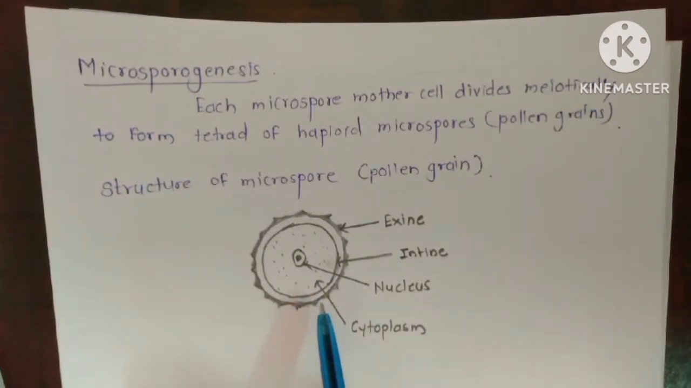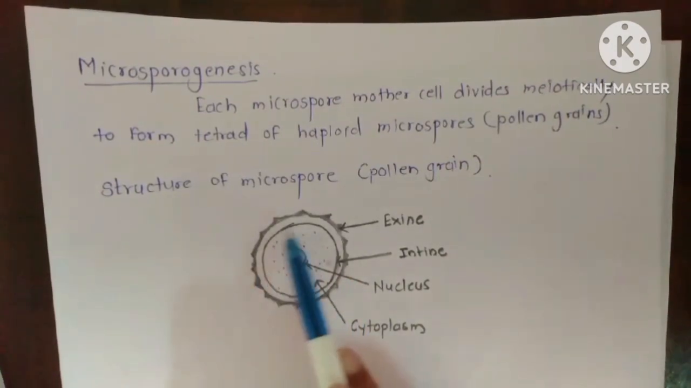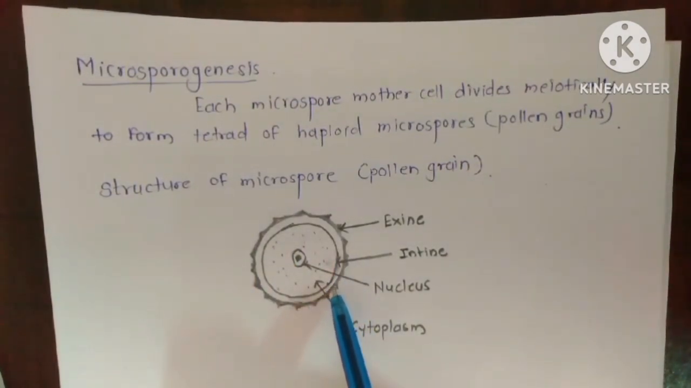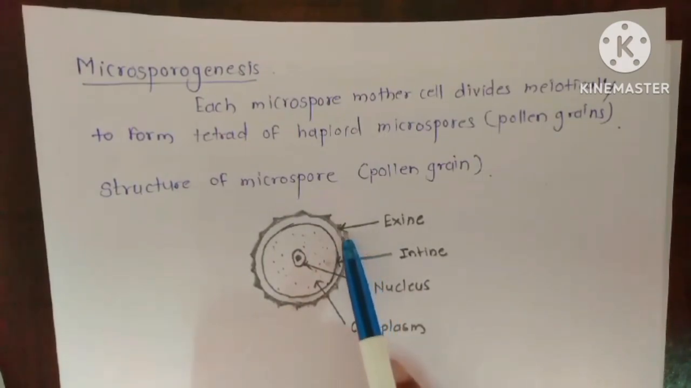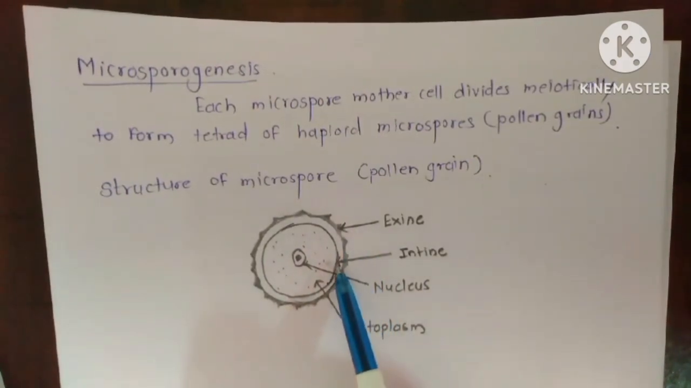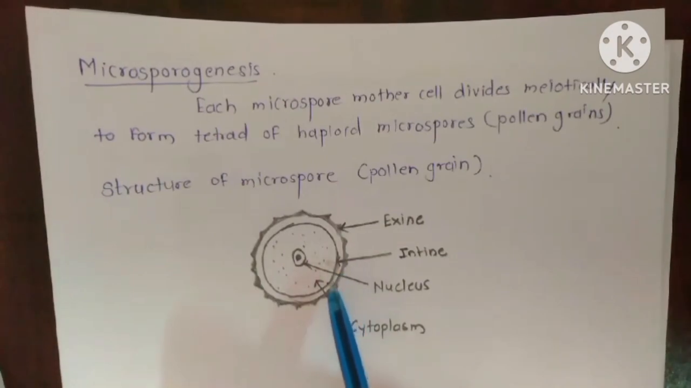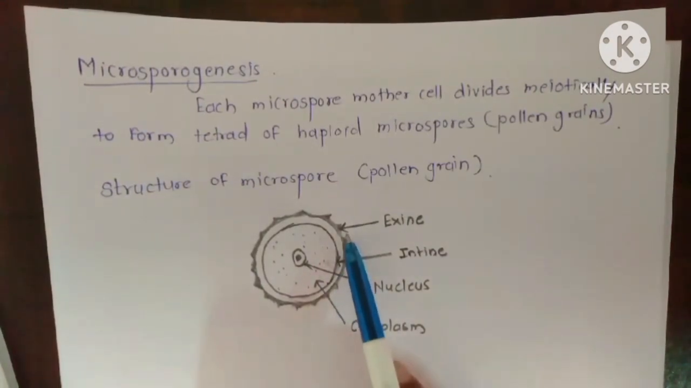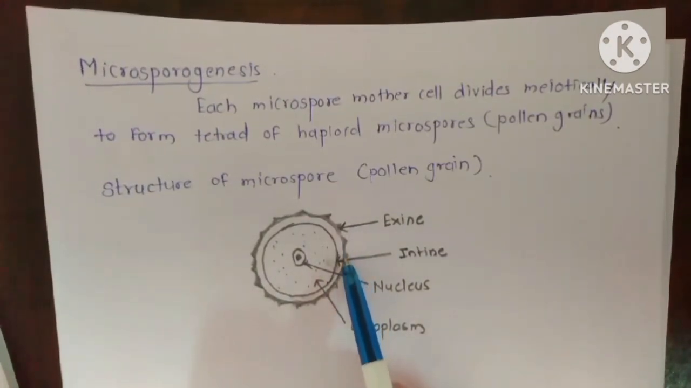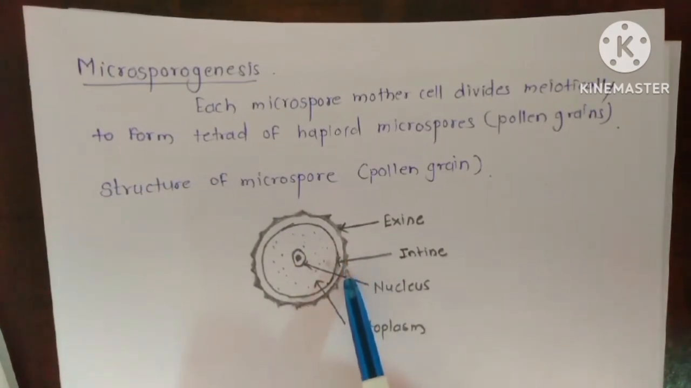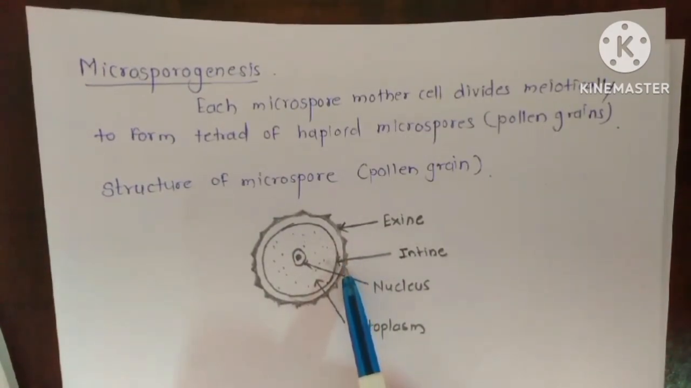The wall of the microspore is made up of 2 layers. That wall is called as a sporoderm. 2-layered wall, outer layer is called exine, inner layer is called intine. Exine is very thick and made up of complex biodegradable substance called as sporopollenin. It may be smooth or with sculptured pattern.